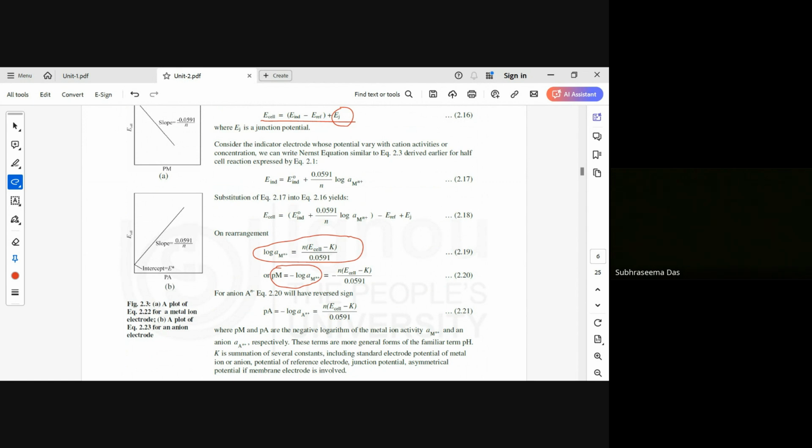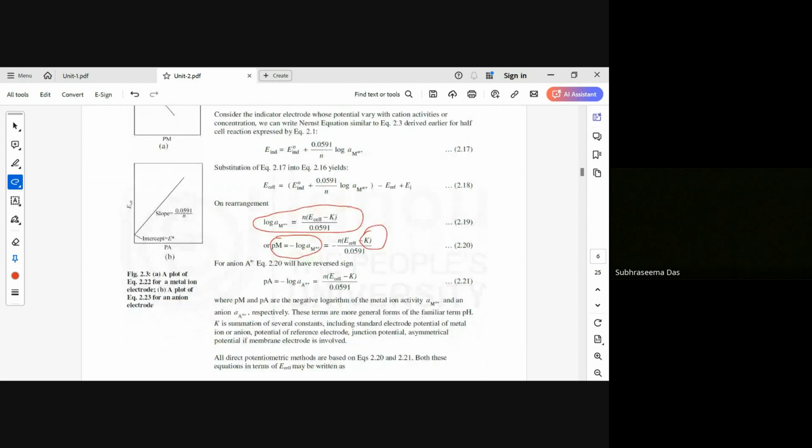Now, as we know, pH is the negative logarithm of hydrogen ion concentration. Similarly, pM is the negative logarithm of the metal ion activity. And this is given as n into EMF of the cell minus K by 0.0591. This K is a summation of various constants, which includes the standard electrode potential, the junction potential, and any other factors.